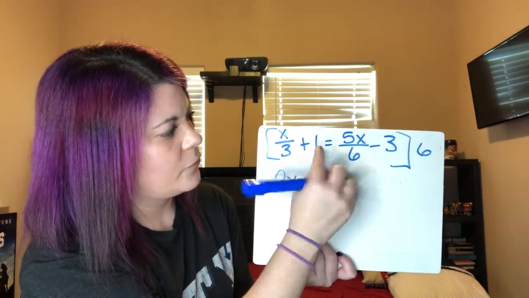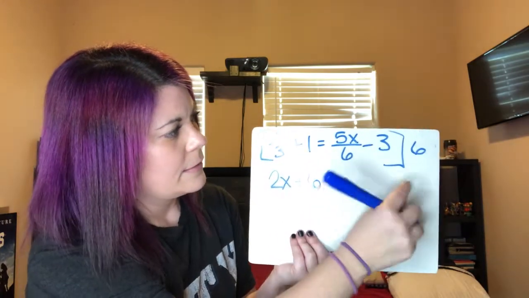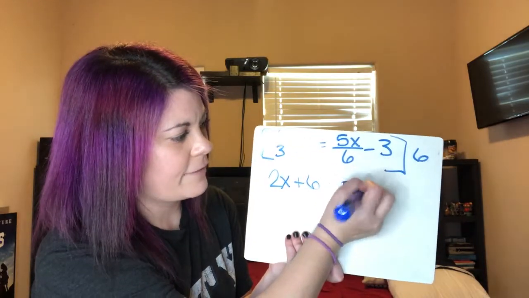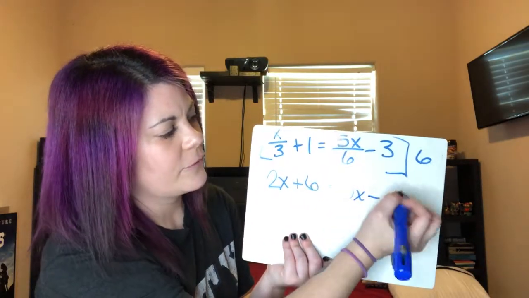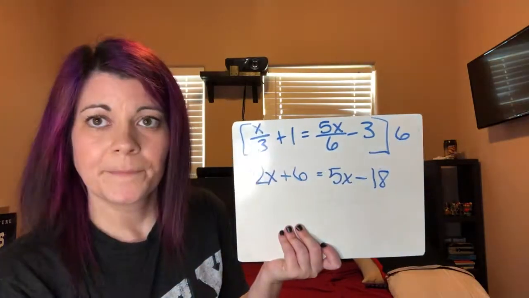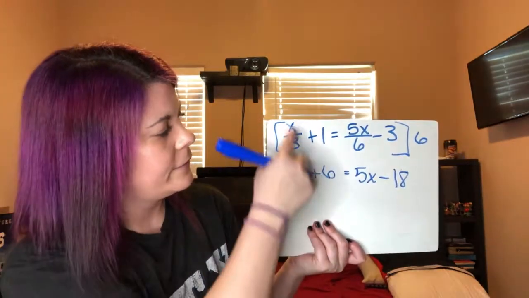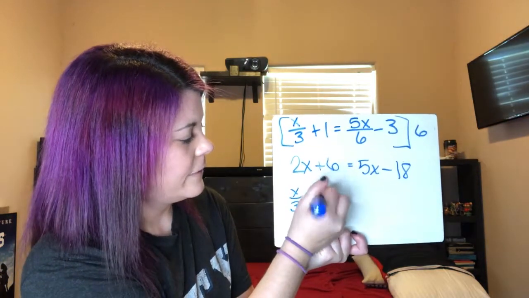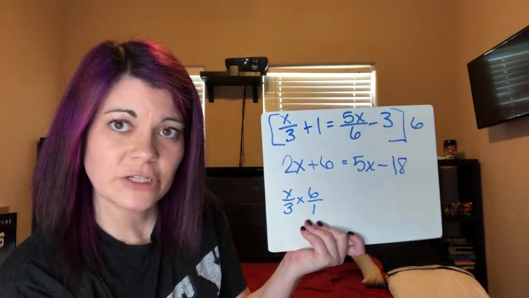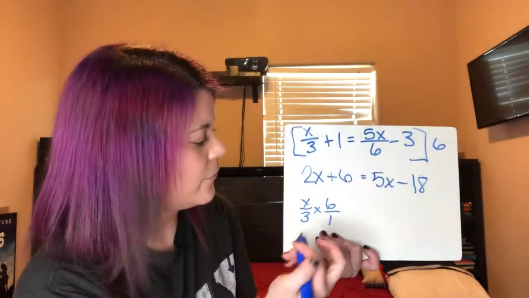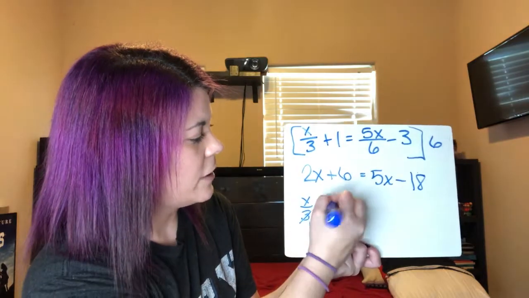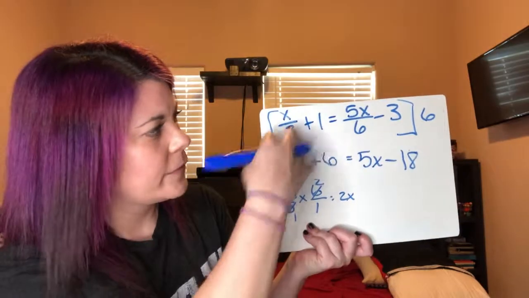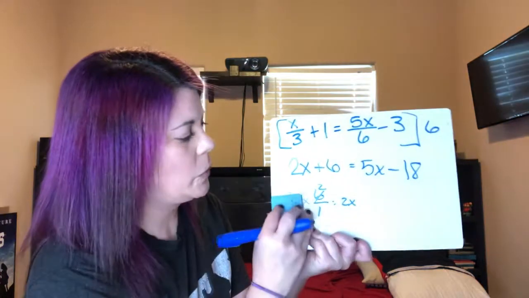And then 6 times 1 is 6. And then over here, you have 6 divided by 6, which is 1. So you're just left with 5x. And then 6 times 3, which is 18. Okay? And the reason why x over 3 times 6 is 2x is because when you multiply fractions, if you don't know how to multiply fractions, go and watch that video, you can cross reduce, and you're left with just 2x, okay? So that's the reason why I just got 2.